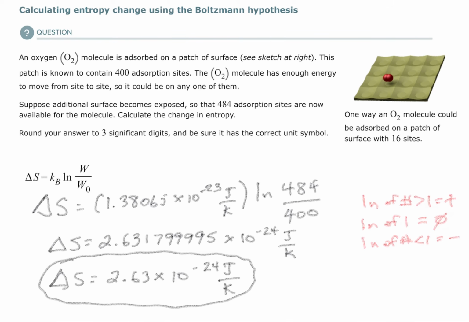So as the sites reduce, your entropy would be negative. As the sites increase, your entropy will be positive. And then you multiply those two numbers together. In this case, I had to take 3 significant digits and end up with 2.63 times 10 to the negative 24 joules per kelvin. So actually ending up a pretty simple problem as long as you have your formula.